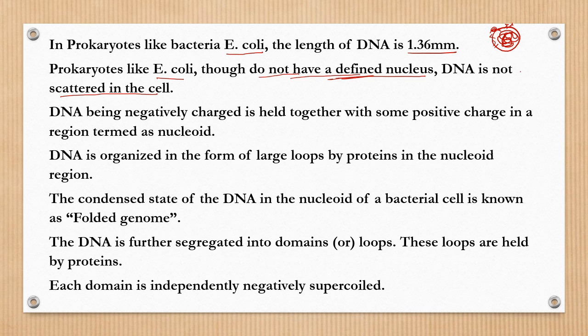So when we draw a bacterial cell diagram in your first PUC, we draw the circular DNA at the center. It is not scattered all over the cell. It is present at the center only.